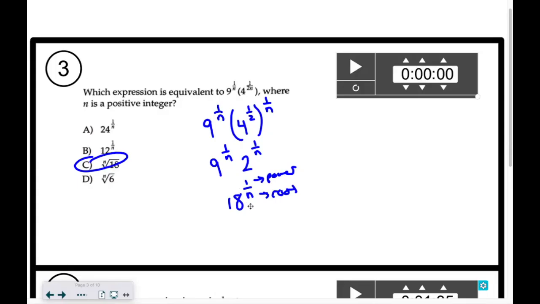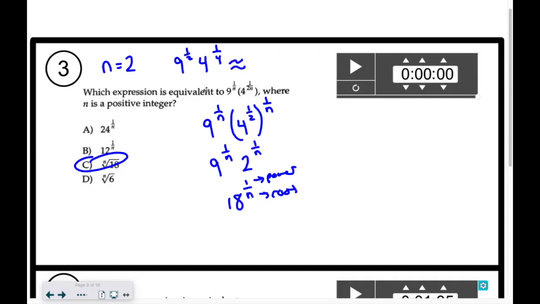The other way that I would go about it is, if you don't think of that or if that's confusing, another option for this one would be to choose your own values. I would stay away from one here, but I could just do n equals 2, which means this expression is 9 to the 1 half times 4 to the 1/4. And I would just throw that in the calculator.